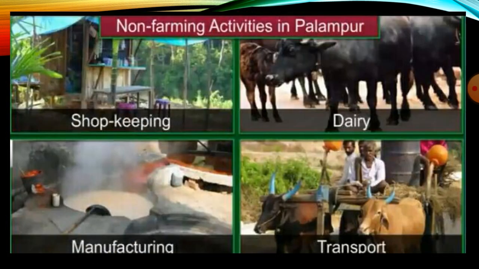Now what are the activities being done in village Palampur? Those are non-farming activities we are going to learn about. As shown in the picture, shopkeeping, dairy, manufacturing and different types of transport are being used there to earn money.